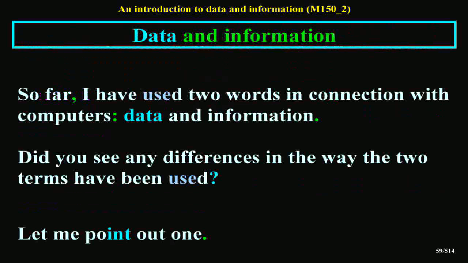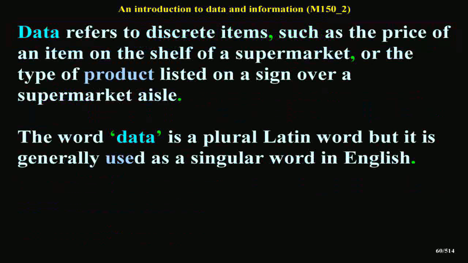Data and information. So far, I have used two words in connection with computers. Data and information. Did you see any differences in the way the two terms have been used? Let me point out one. Data refers to discrete items, such as the price of an item on the shelf of a supermarket, or the type of product listed on a sign over a supermarket aisle. The word data is a plural Latin word, but it is generally used as a singular word in English.